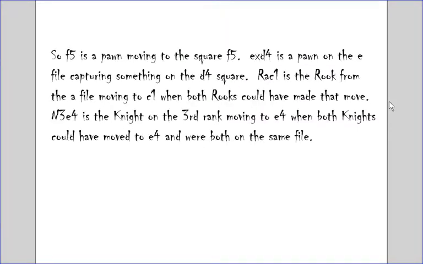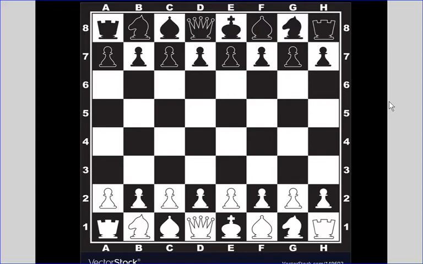So F5 is a pawn moving to the square F5. E X D4 is a pawn on the E file capturing something on the D4 square. Capital R, little a, little c1 is the rook from the A file moving to C1 when both rooks could have made that move. Capital N3, little e4 is the knight on the 3rd rank moving to E4 when both knights could have moved to E4 and both were on the same file.